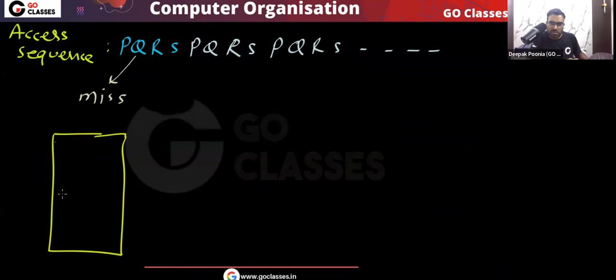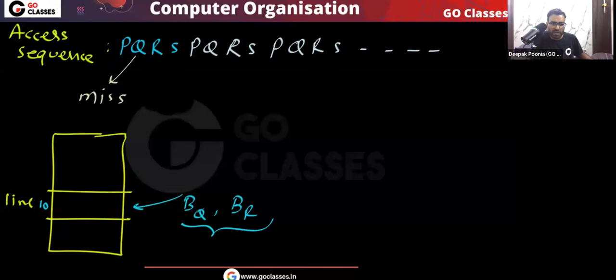You notice that this was a miss. The reason is very simple, because this is your line number 10. Now notice that the block containing Q will also map to line number 10. The block containing R will also map to line number 10, and these are different blocks. The block containing Q is a different block than the block containing R. Yes or no? These are different blocks.